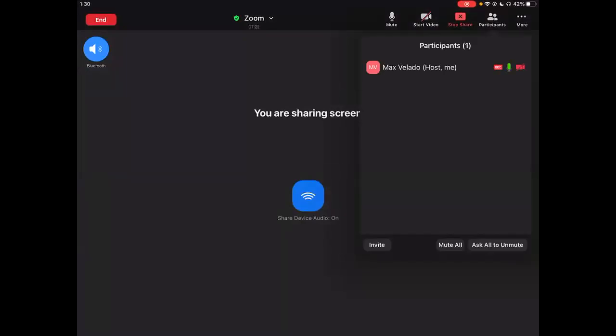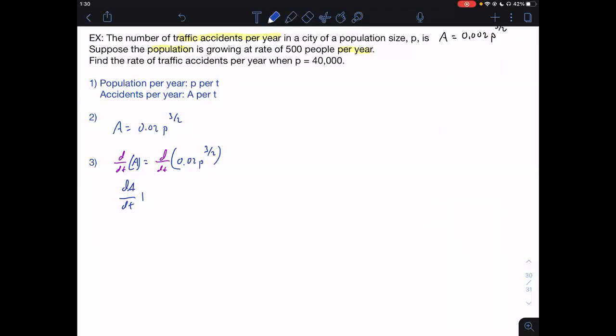How do we find the derivative of this term? Power rule. Bring the power down, multiply by the coefficient, decrease our power by 1. First, define what we're taking a derivative of. In this case, taking a derivative of a P variable with respect to t, so we're going to have dP over dt, multiplied by 3/2 times 0.002. That gives us 0.003, times P to the 3/2 minus 1, which gives us 1/2.